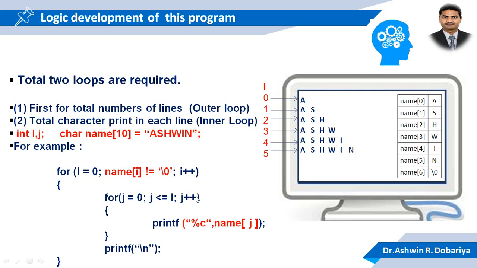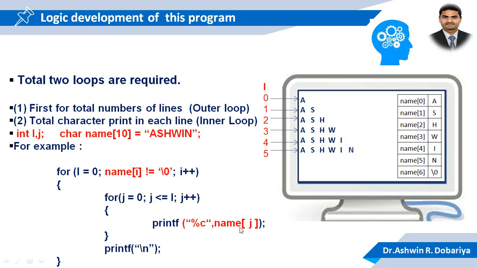After that, from the array we want to display characters one by one. How can we fetch them one by one? Using the array name, name of j, because we don't want to display all characters in the first line. So the first time I is 0, this loop will execute only one time.